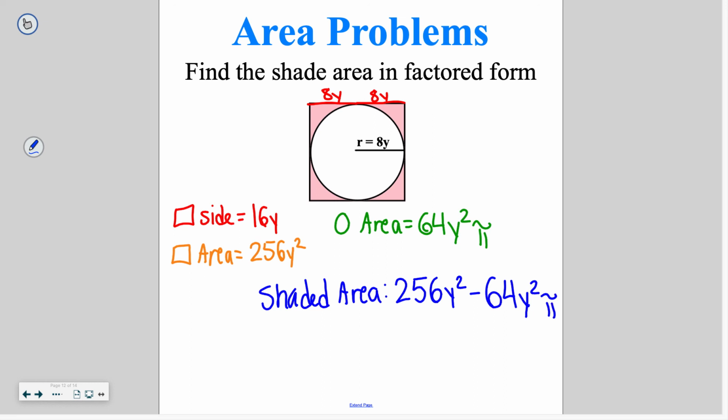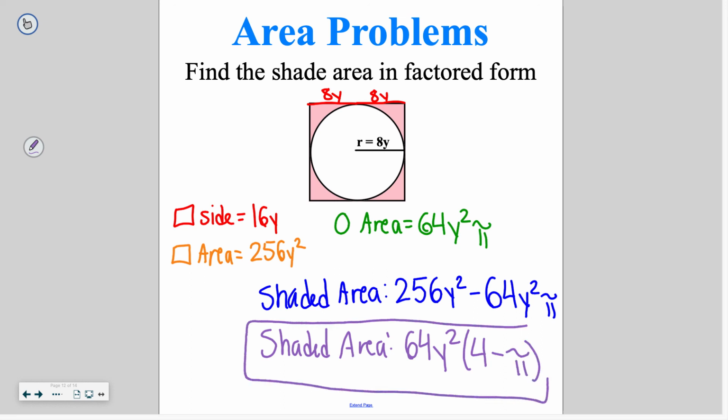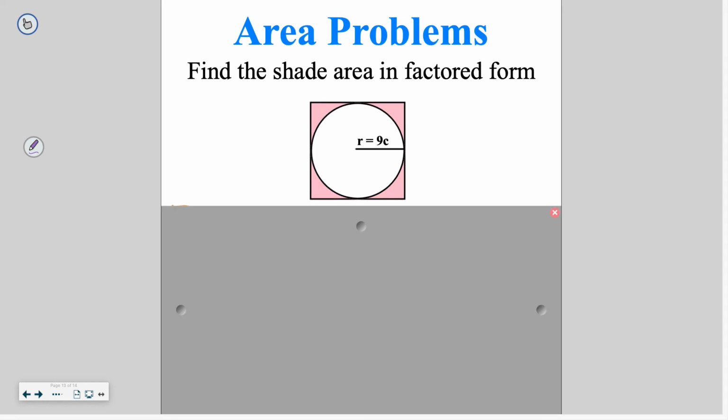So now I would go through and I would list out both of my factors. When I list those out, you would find that both of them are divisible by 64. That's our biggest number. So our shaded area in factored form is going to give you 64 y squared and y squared, so I can pull that out. And I can't pull out pi because that's only in the second term. So that's going to leave me with 4 minus pi as my shaded area, that pink part in between each little corner. Go ahead and try this one on your own.